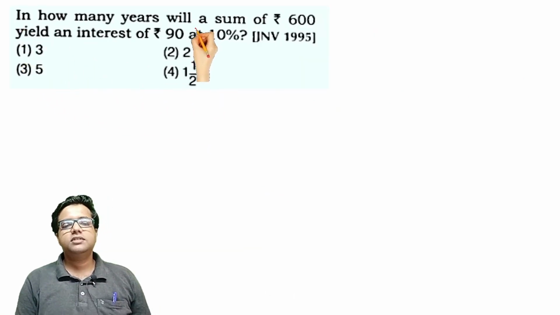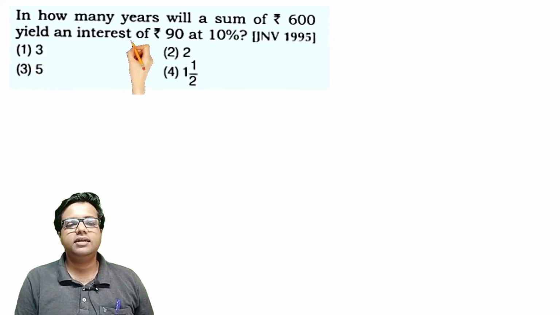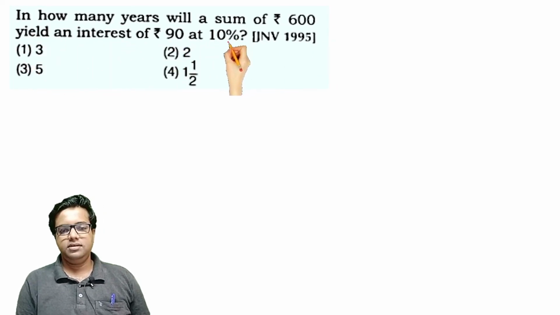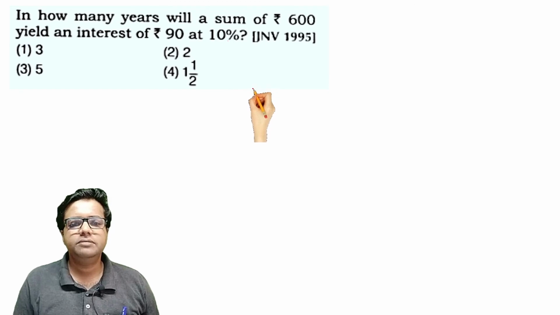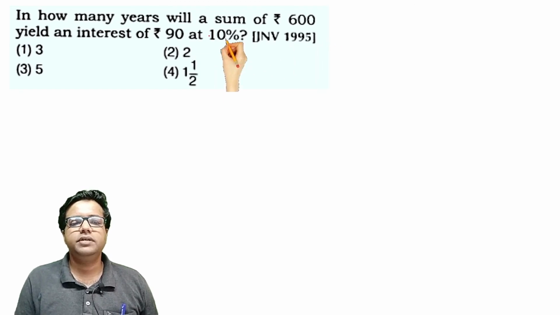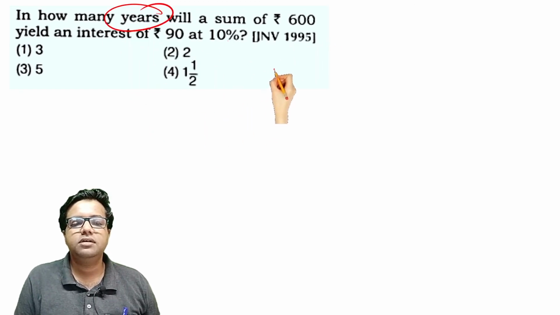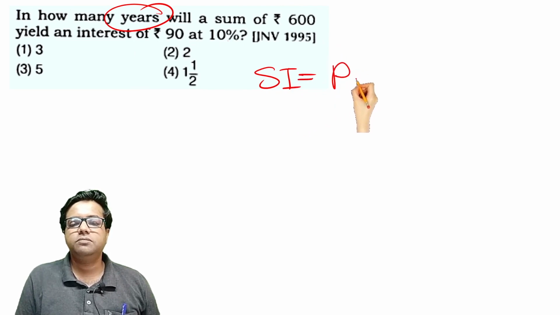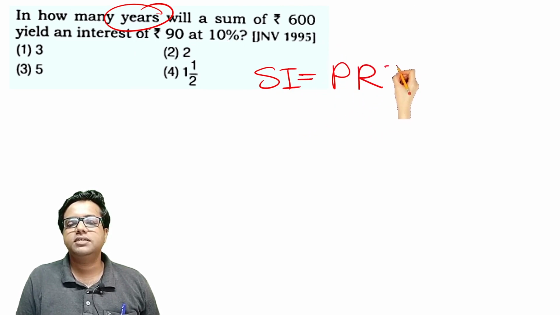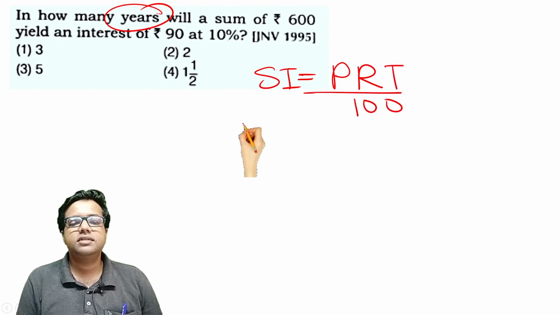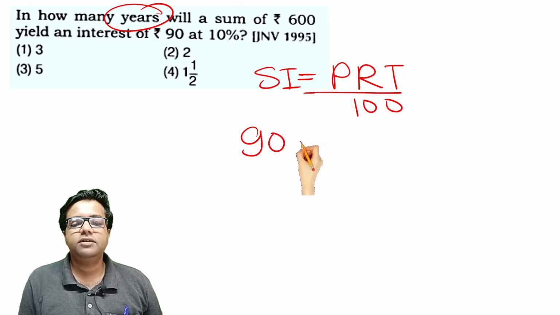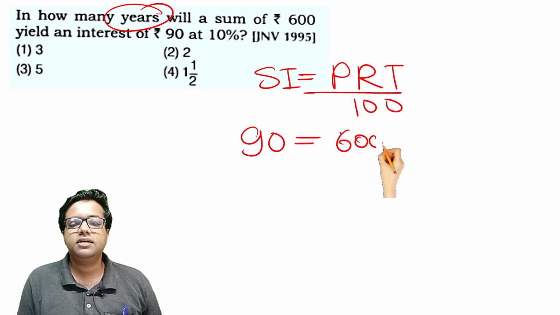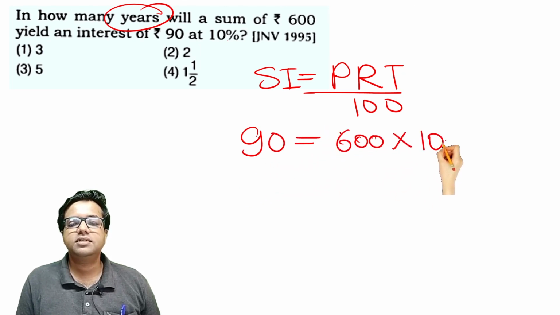In how many years will a sum of 600 yield an interest of 90 rupees at 10%? Okay, so years, we need to find the time duration. The simple interest formula is enough for this. Simple interest is equal to principal into rate of interest into time by 100. So what is the interest rate? Interest is given, 90 rupees, is equal to principal 600 into rate of interest 10, we need to find the time t, divided by 100.